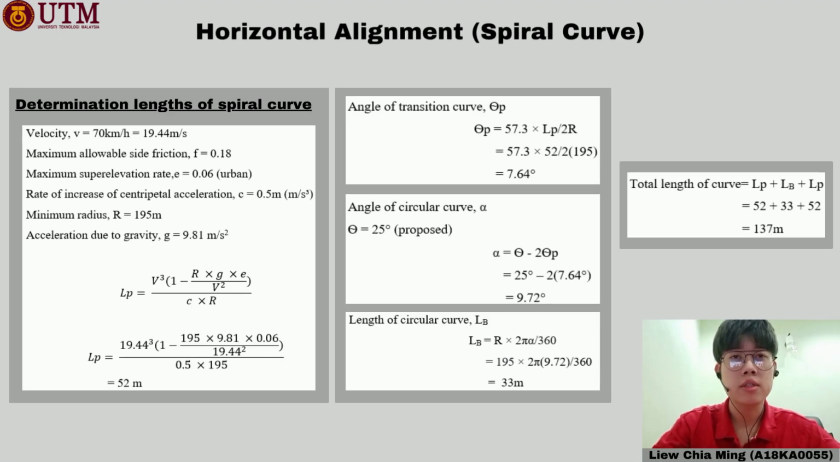Next, here is the design and calculation for the proposed spiral curve for the major route with 25 degrees of the theta of the circular curve. The summation length of the transition curve and also the circular curve is equal to 137 meters as shown above.